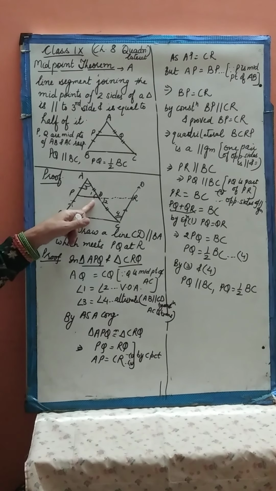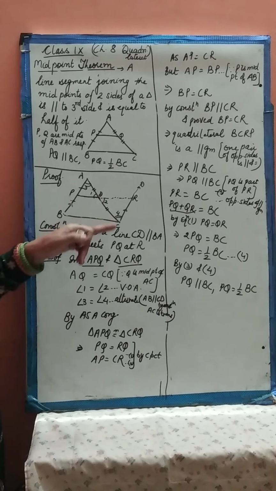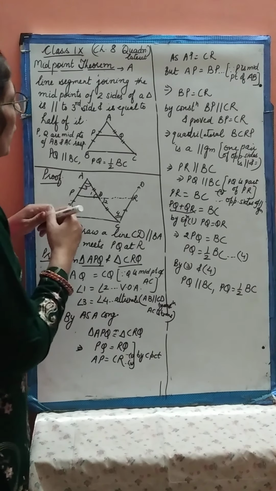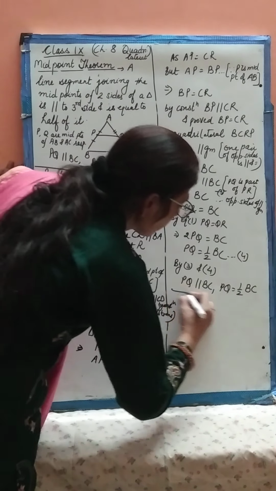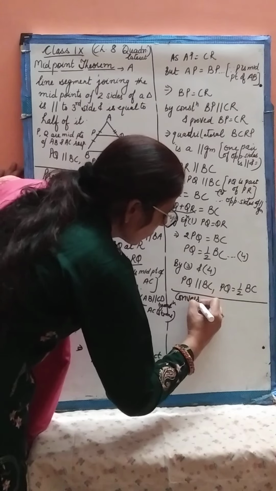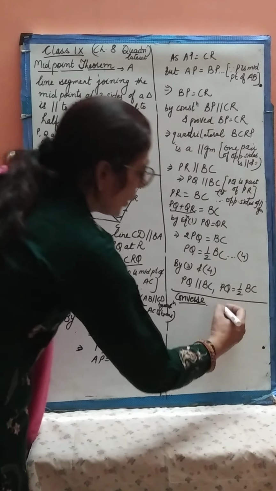So keep in mind, a line segment joining the midpoints of two sides of a triangle is parallel to the third side and is equal to half of it. We can prove its converse also. What will be the statement of its converse? What is the converse of the midpoint theorem?